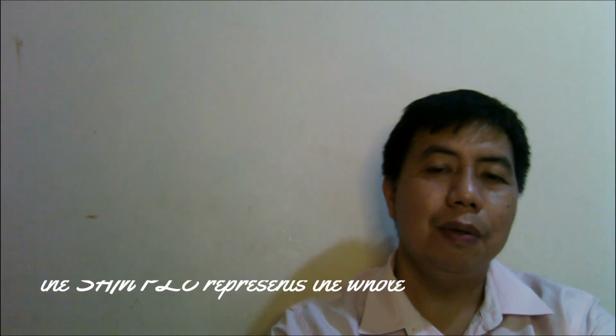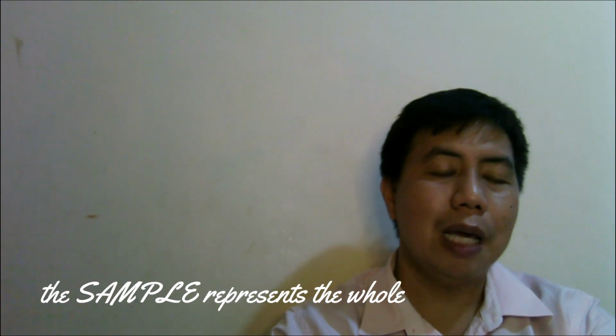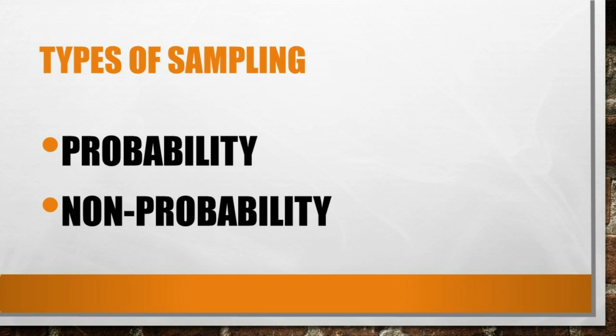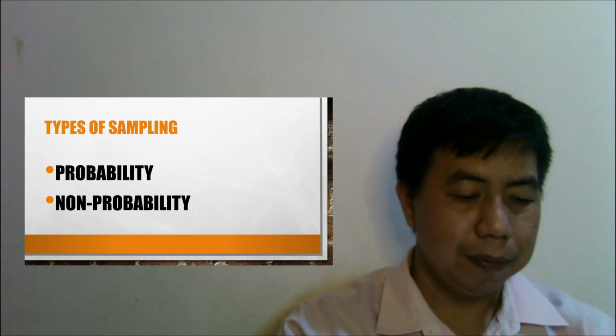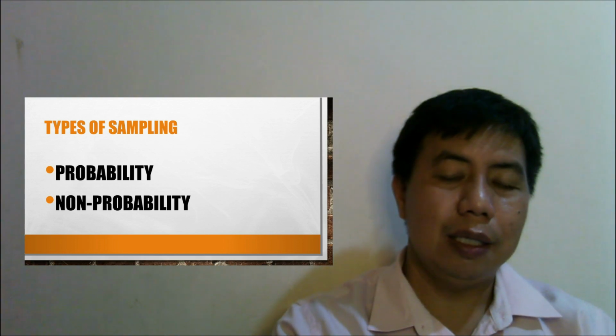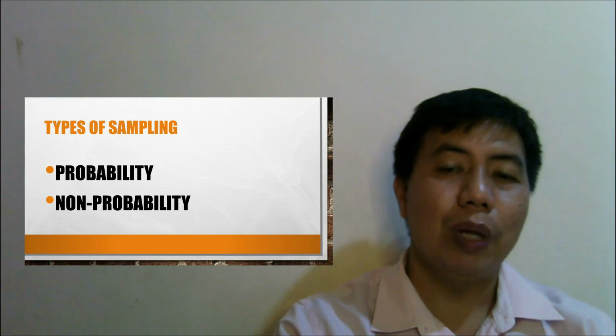Okay, now when we talk about the types of sampling, dalawang klase lang. We have the probability and we have the non-probability sampling. Pag sinabi nating probability, ang tinutukoy natin dyan, it is more probable. Pag sinabi nating probable, ibig sabihin, most likely it will happen.